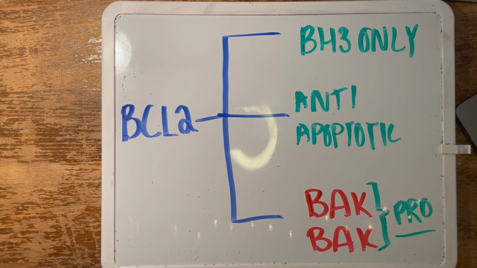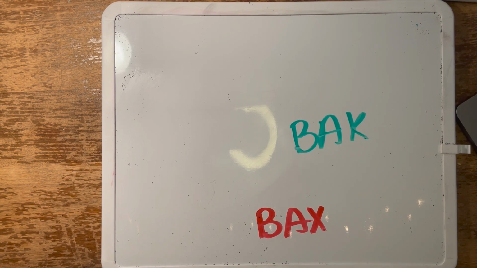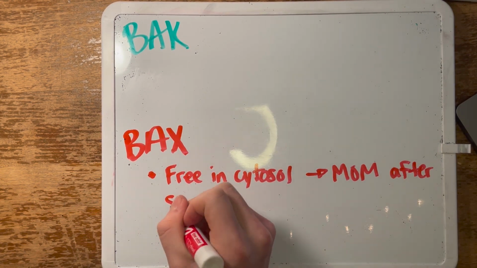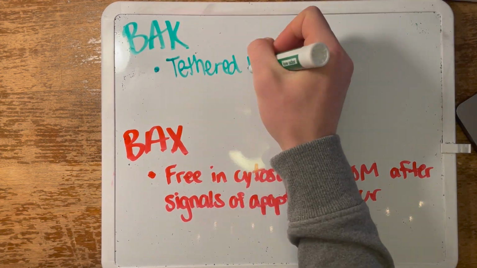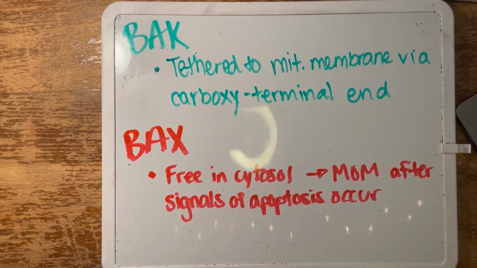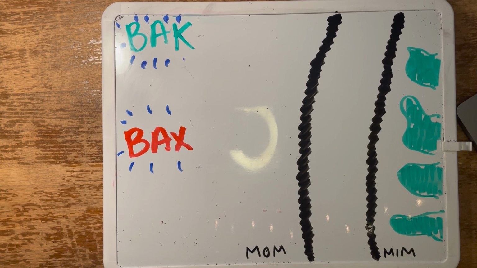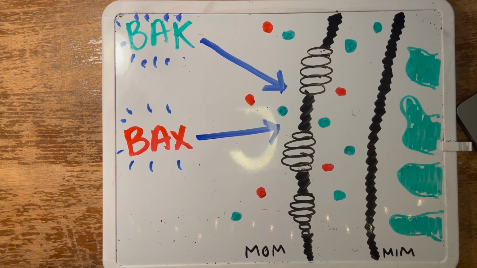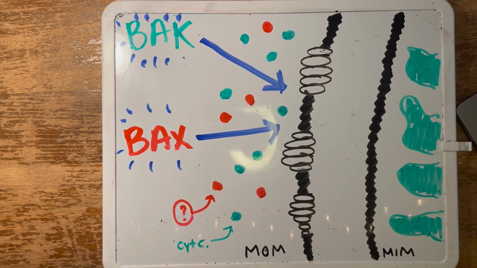BCL2 can be divided into BH3 only, anti-apoptotic, and pro-apoptotic, with BAK and BAX being pro-apoptotic. BAX is free in the cytosol before its implantation in the mitochondrial outer membrane, while BAK is already latched to it. Upon activation, they enter the mitochondrial outer membrane and oligomerize to create a pore for mitochondrial components to diffuse out of. We know cytochrome C is there as it can be seen in green, and that is where it comes from to bind to APAF1.